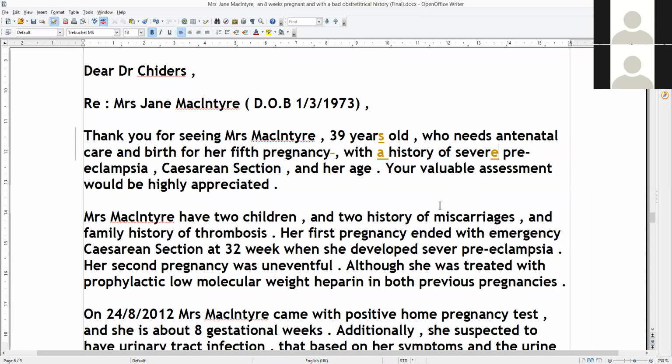Severe pre-eclampsia, caesarean section, and her age. Your vagal assessment would be highly appreciated. Okay, but you don't really need that. I mentioned this to somebody yesterday in a session on Sunday. You don't need all these, right?